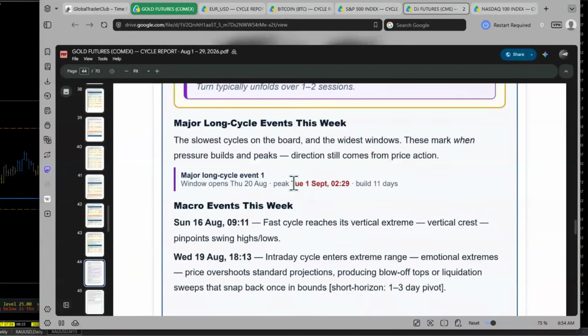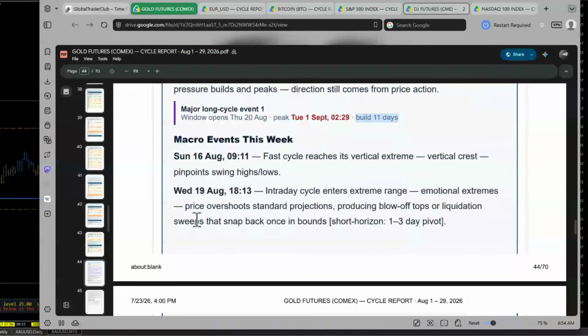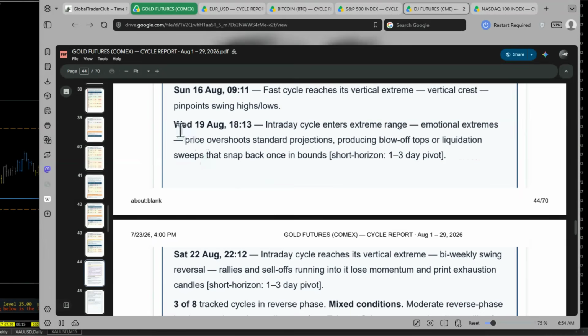And we've got a major thing happening on the 1st of September. Now this is important for us, okay, because it's cooking, like I said in the previous video, on Thursday, and we've got Sunday 16th of August. That's one setup pushing into Monday. And look at Wednesday here. Intraday cycle enters extreme range. Now this is for everything. You'll find this in the Cycle Edge report for whatever you're trading, like all of the 5 assets that we have. This Wednesday was a fix.